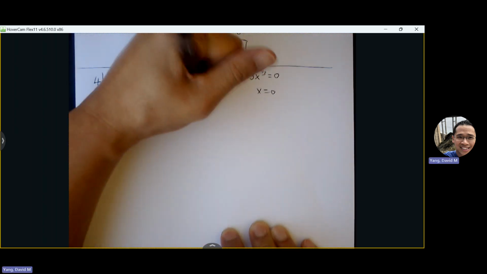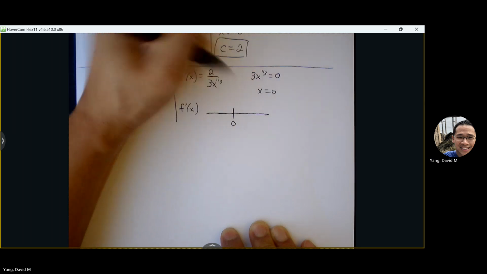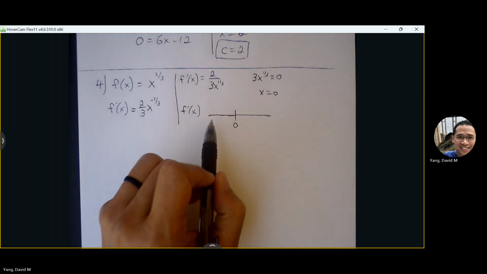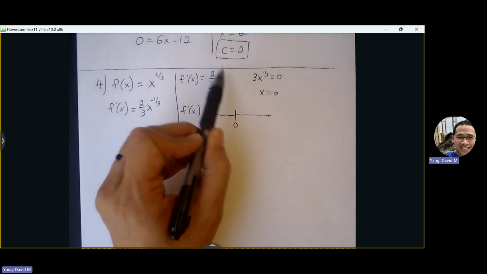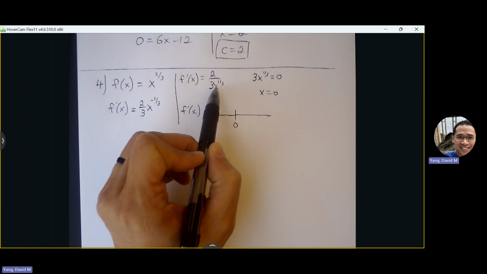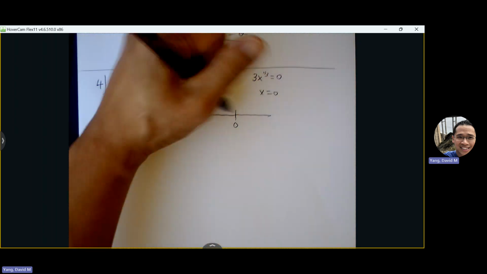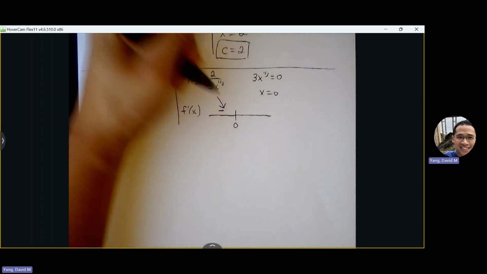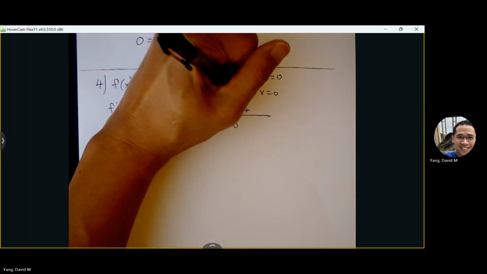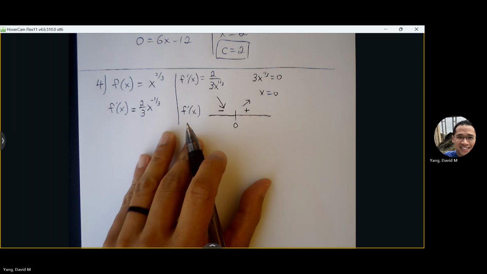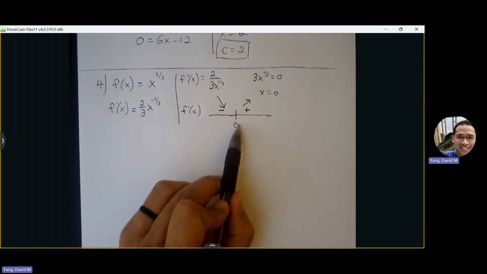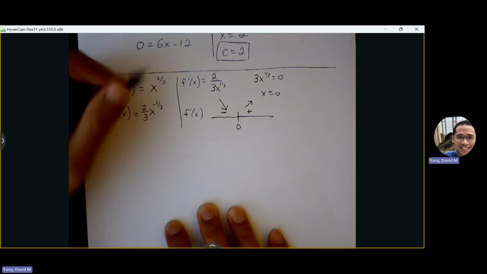Let me just create a sign line in case I need it. If I plug negative 1 into the derivative, 2 over 3 times the cube root of negative 1, that's going to give me a negative, decreasing slope. If I plug 1 in, I'll get a positive slope. So negative slope, positive slope, we expect a relative minimum, right? Okay. f double prime.